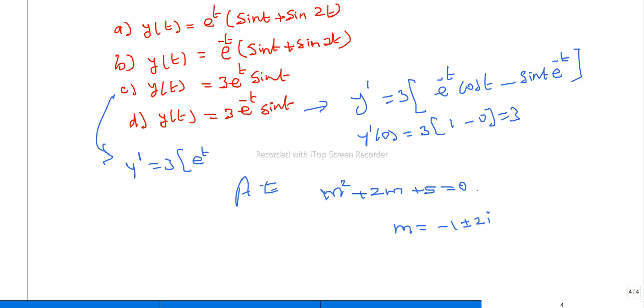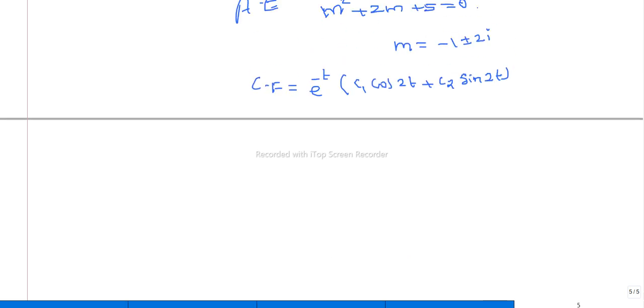Therefore the roots are complex, therefore the complementary function is c1 times e power minus t, because here t is the independent variable, e power minus t times c1 cos 2t plus c2 sin 2t. Now you have to find the values of c1 c2 using the initial condition. If we substitute t equal to 0, sin 0 is 0, cos 0 is 1, and c1 should be 0, because the left hand side we get 0, right? Therefore c1 is 0. So the y of t function should be e power minus t, and I think they are asking only the complementary thing, therefore c2 times sin 2t. You have to find the value of c2.